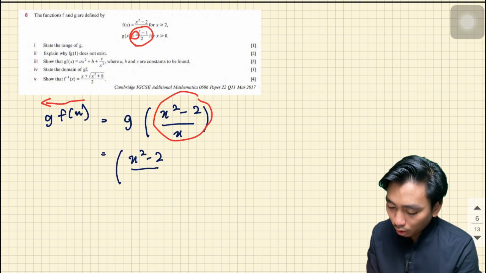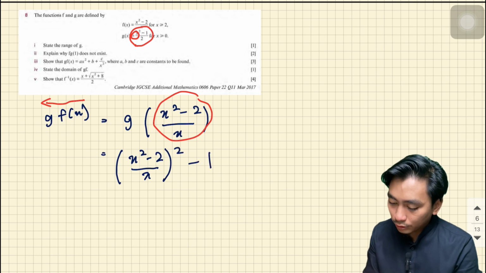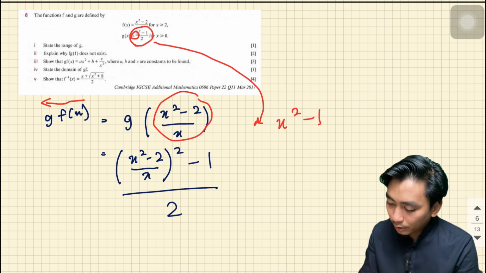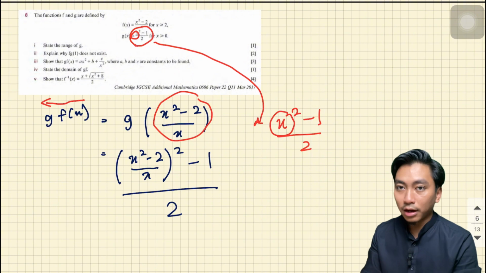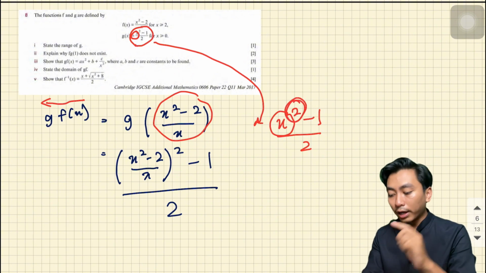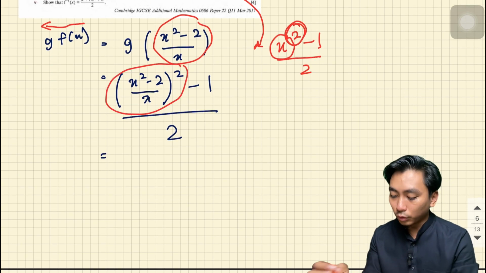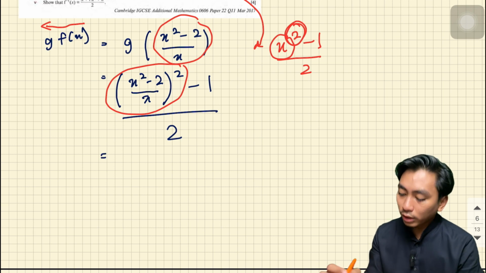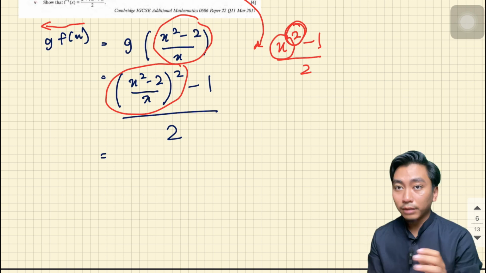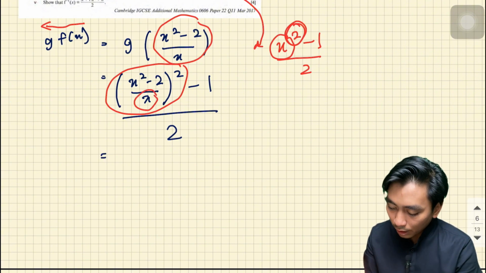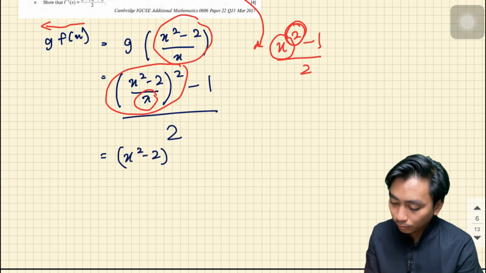x square minus 2 over x, all squared, minus 1, divided by 2. The same equation, which is x square minus 1 divided by 2, only change the x. But remember the square value. Don't forget to put it, okay? What we have to do now is expand this equation, which is power of 2. Many students make the mistake of only putting the square on top of the fraction. But remember, the power is also applicable to the denominator. So it will be x square minus 2, bracket, the power of 2, over x square, minus 1, and divide by 2.